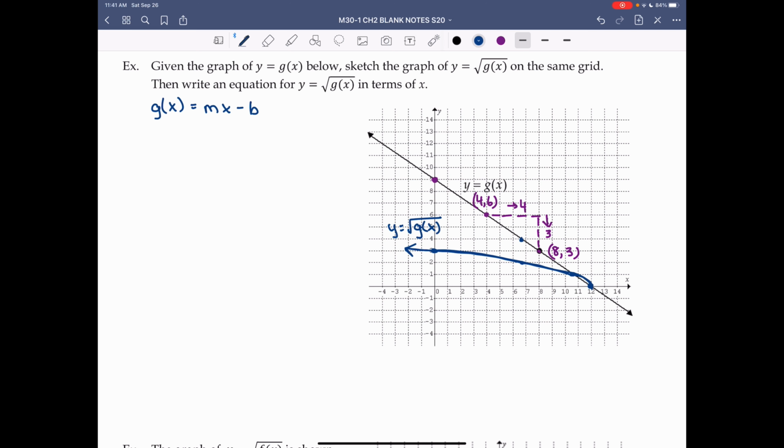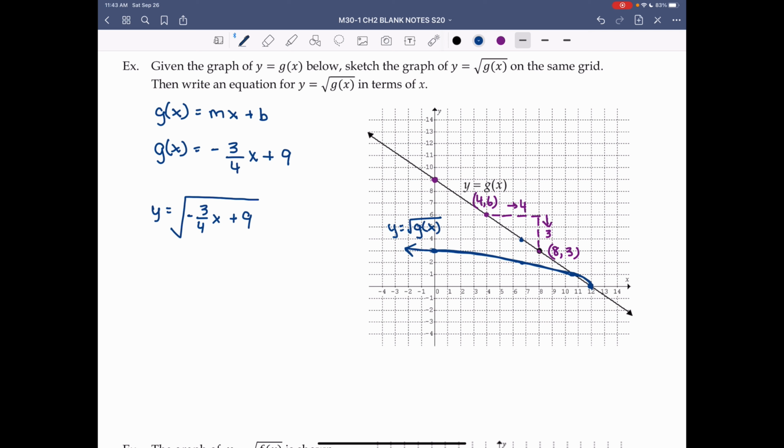So then we have g of x equals negative 3 over 4 x, the rise of the slope is 3, the run is 4, and then plus the y-intercept, which is 9. Now that we have the equation for our original function g of x, we can then write y equals the square root of g of x, which is the square root of negative 3 over 4 x plus 9.